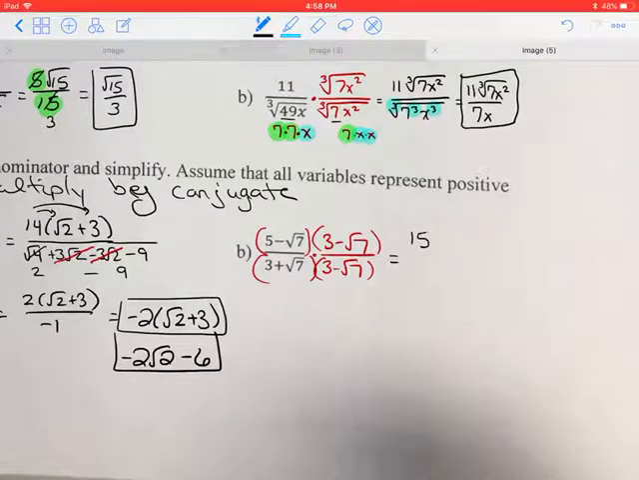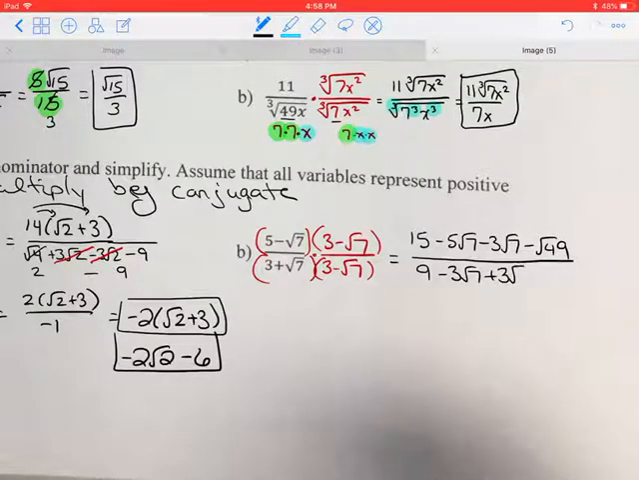That's going to be 15 minus 5 square roots of 7 minus 3 square roots of 7 minus the square root of 49. When I FOIL on the bottom, I get 9 minus 3 square roots of 7 plus 3 square roots of 7 minus the square root of 49. Now a temptation you might have is you see these matching numbers right here. Actually, that one matches there. And you may want to cancel those. You actually can't do that, so don't cancel. You can only cancel factors, and these are terms.